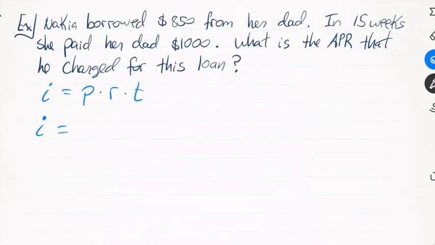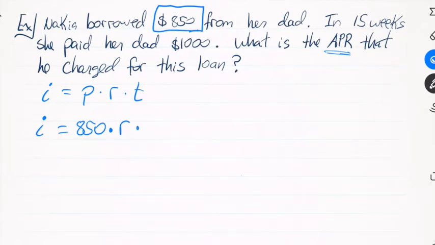Do I know the principal of the loan? Now I have two numbers to choose from. I got the 850 and the 1,000. But P always represents how much you borrowed or how much you saved. And she only borrowed $850. So that has to be the P. The interest rate is what we're looking for because that's part of the question. So we'll leave that as R. And then T is that 15 weeks.